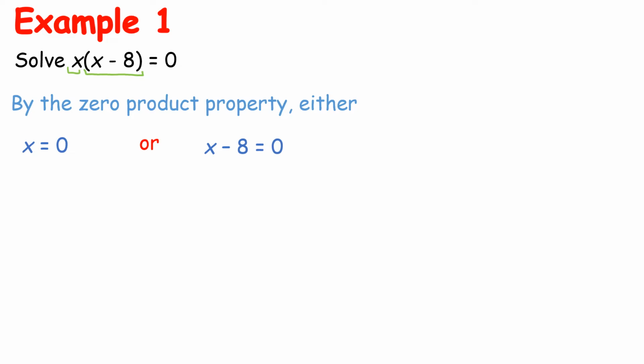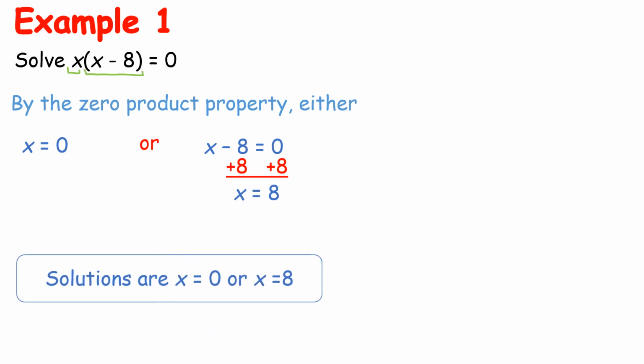So now we're back to having a linear equation that we need to solve. We're going to go back to our vertical balancing and add 8 to both sides, and then we'll be left with x equals 8. So the solutions are x equals 0 and x equals 8.